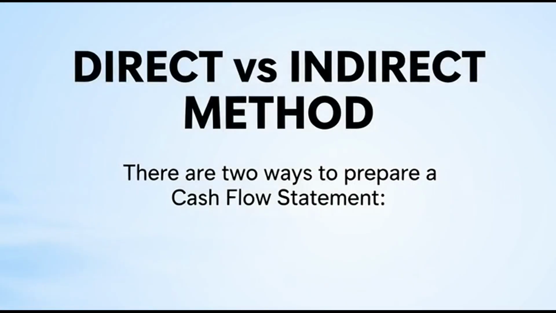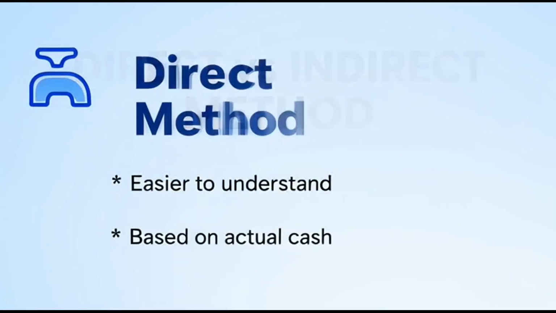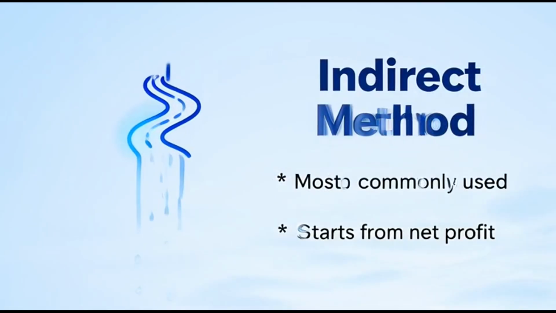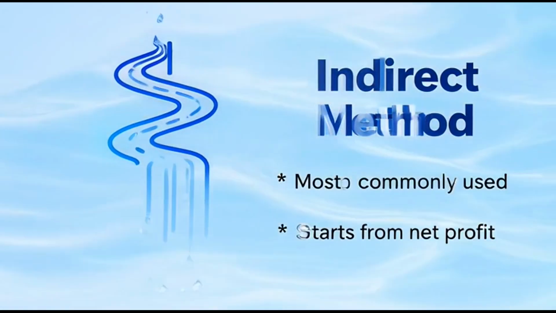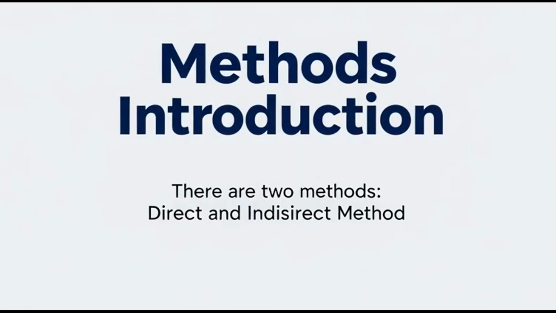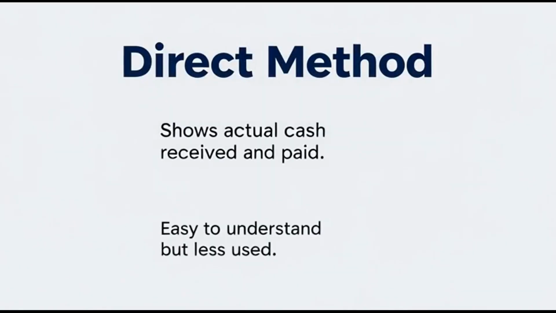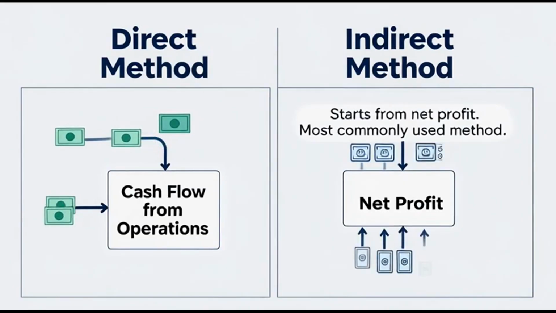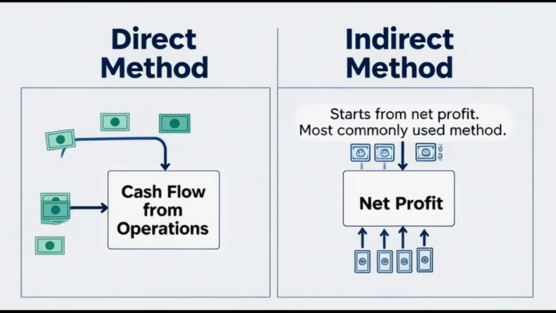There are two ways to prepare a cash flow statement. The direct method, which is easier to understand and based on actual cash, and the indirect method, which is most commonly used and starts from net profit. The direct method shows actual cash received and paid. It is easy to understand but less used. The indirect method starts from net profit and is the most commonly used method.